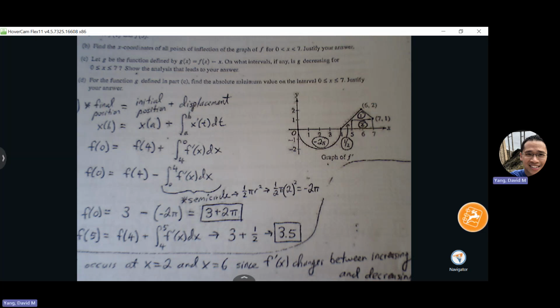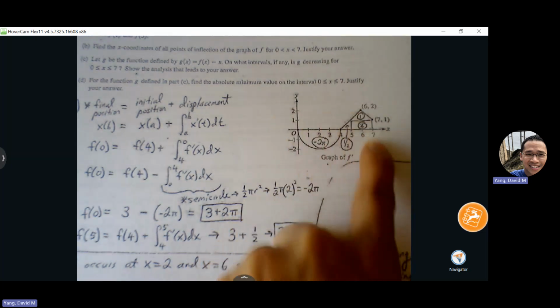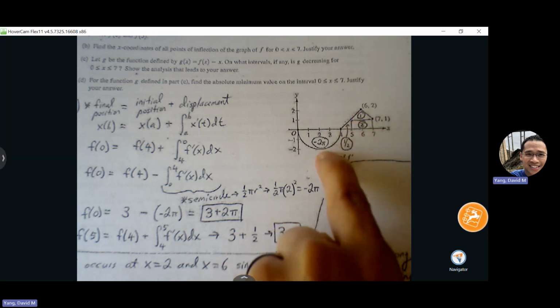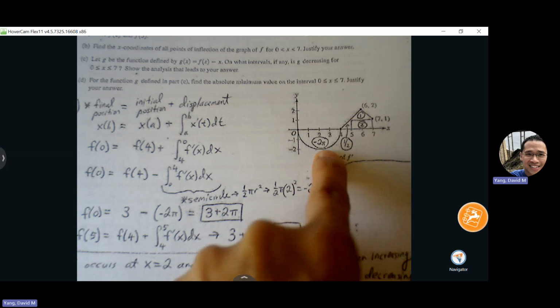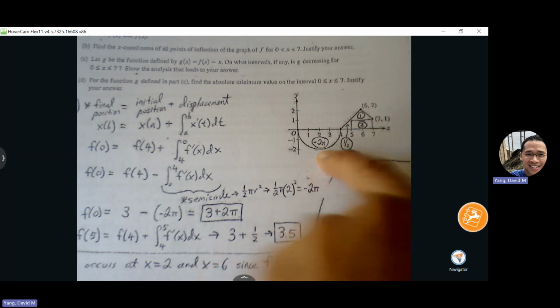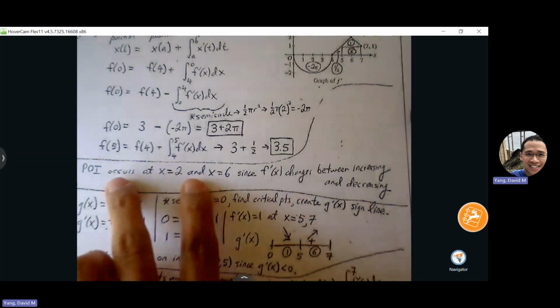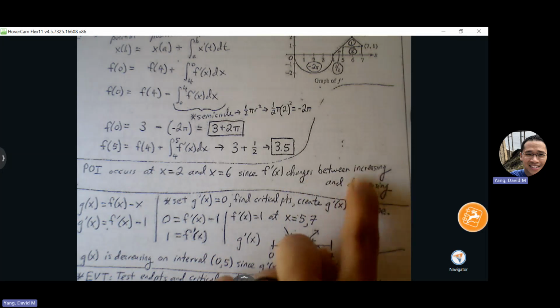Part B, find the x coordinates of all points of inflection. So how do I find points of inflection if I'm looking at the f prime graph? Yeah, peaks and valleys, lowest and highest, the max and mins, right? The relative max and relative mins. So we know there's points of inflection at -2. We know there's points of inflection, sorry, at 2, and there's a point of inflection at 6. We can say POI occurs there because f prime, which is our graph, changes from increasing to decreasing.